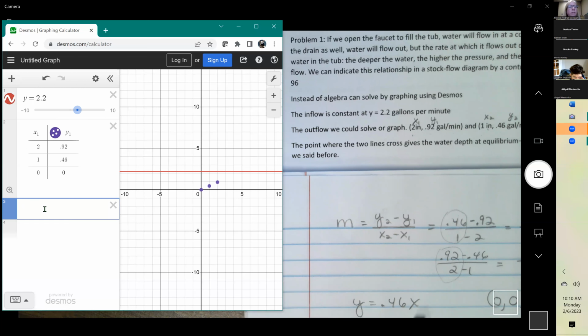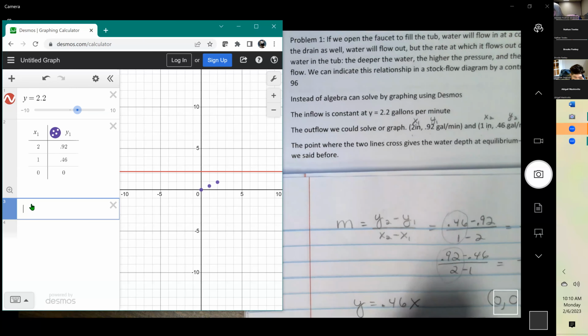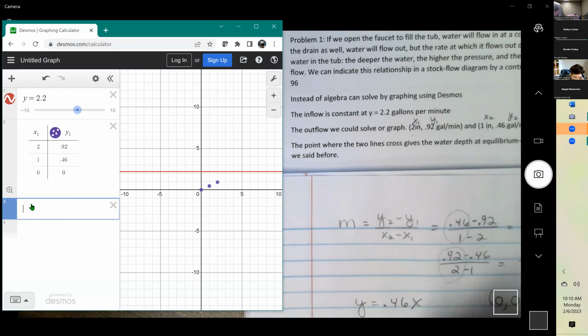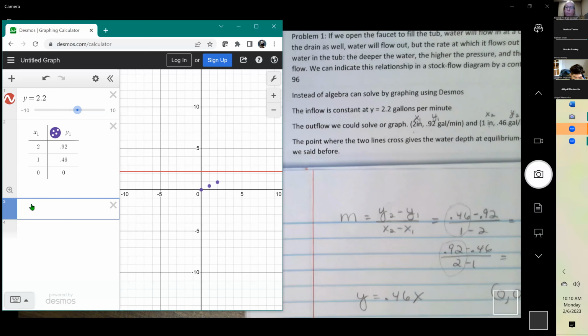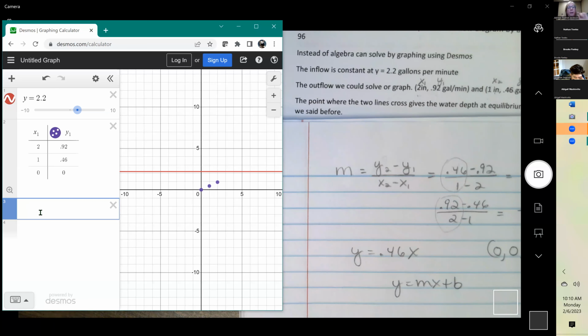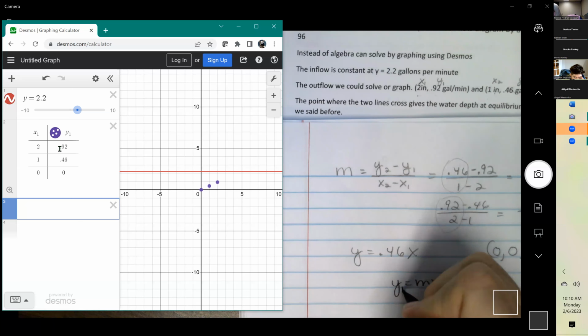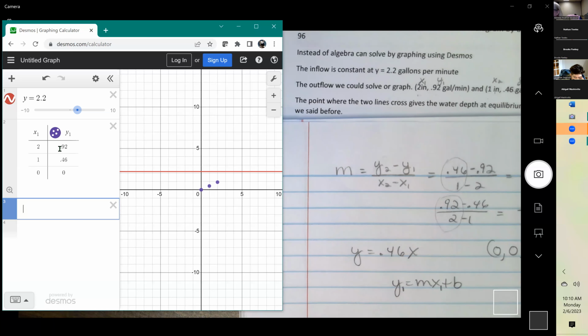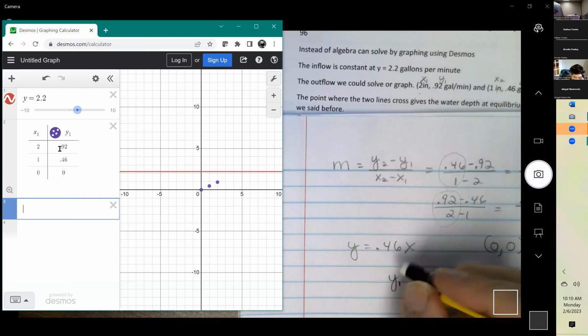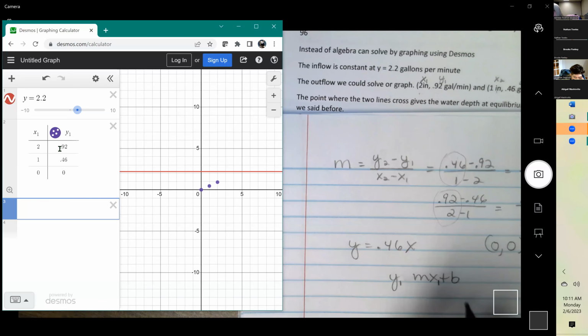To find the equation, notice this is x1 and y1. An equation is y equals mx plus b. But this is x1 and y1, so we want y1 and we want x1. Also, in order to find the equation, instead of an equal sign, we use this symbol. If you go on your keyboard and look at the 1, it is right next to the number 1, to the left of it.